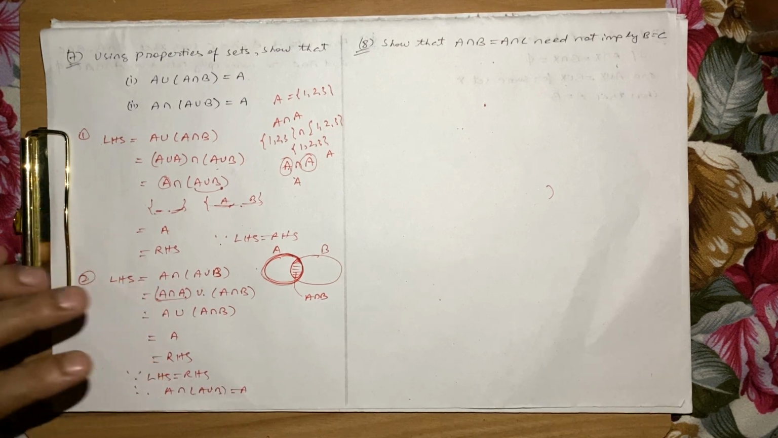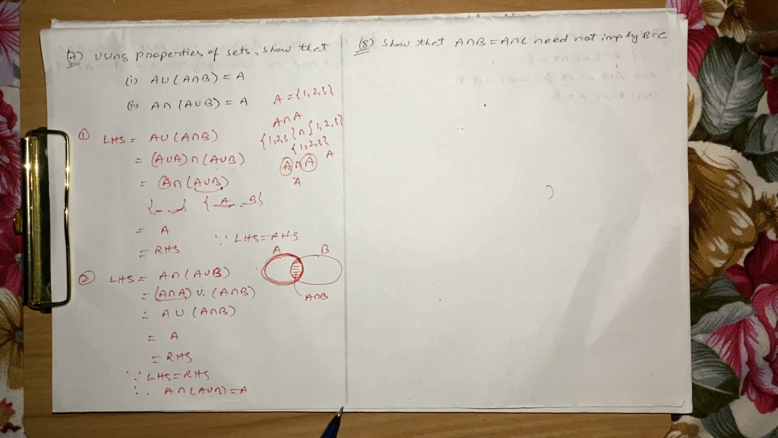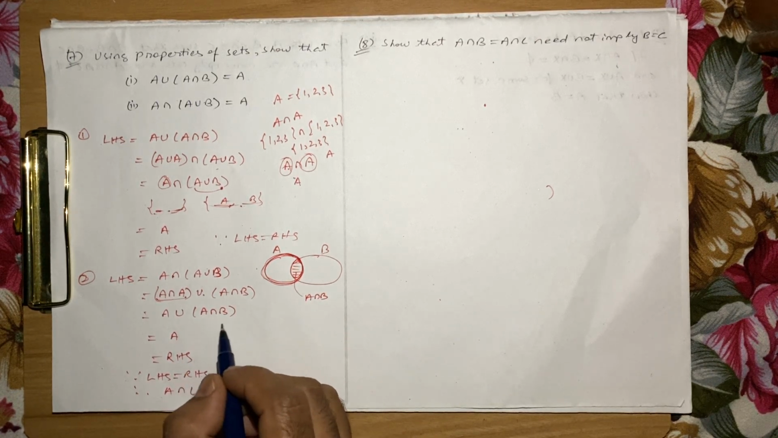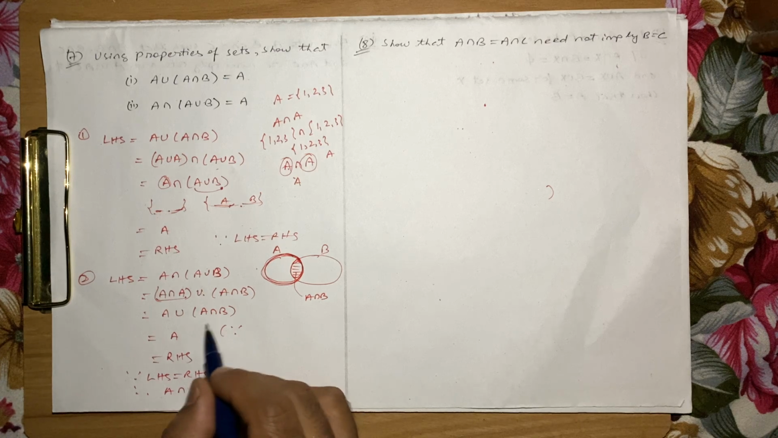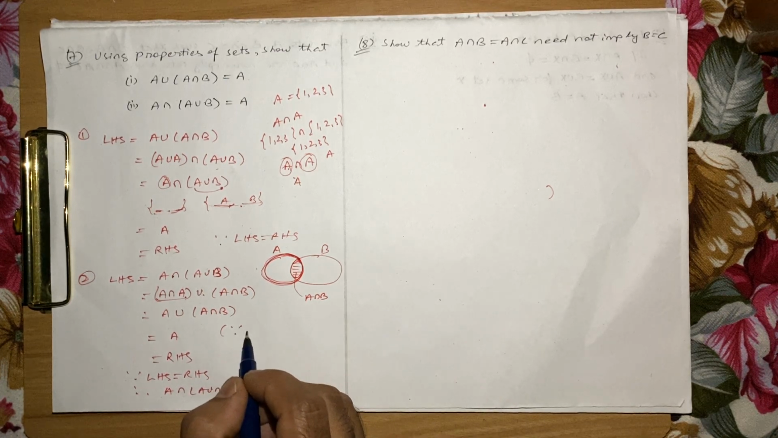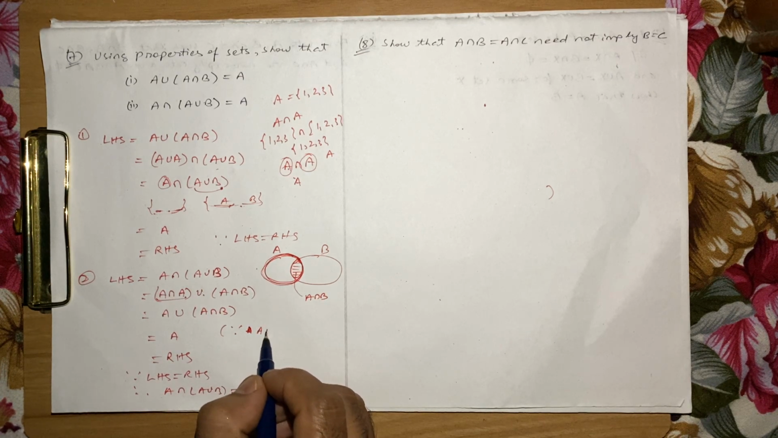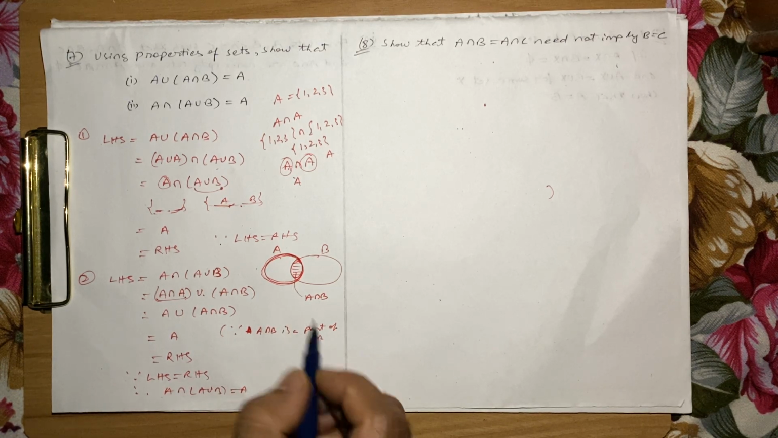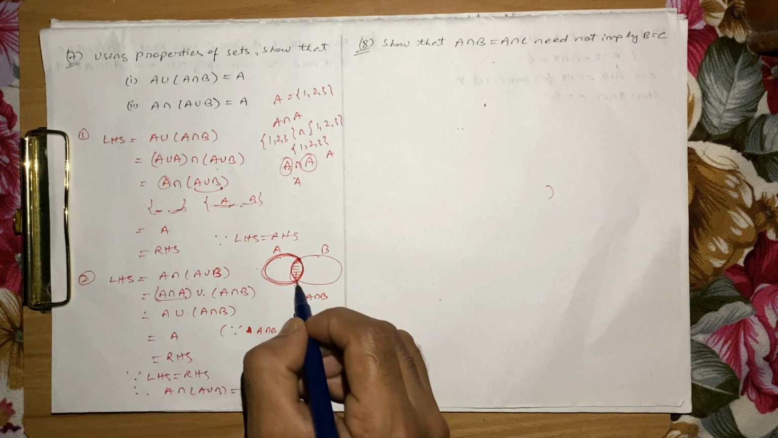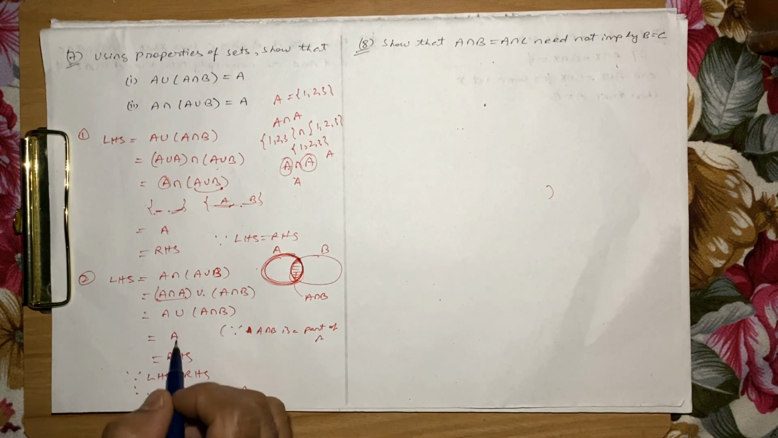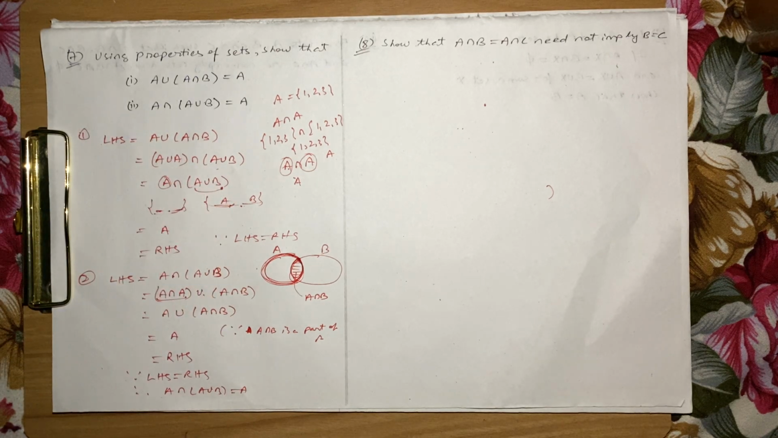So here we have just made use of properties and some logic. In the exam you don't need to draw this kind of diagram. If you want to write, just write: since A intersection B is a part of the set A, when you unite them, this will be A only. A intersection B is this region, and it's a part of this set A itself.